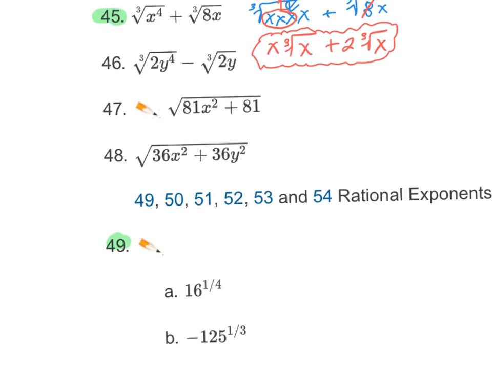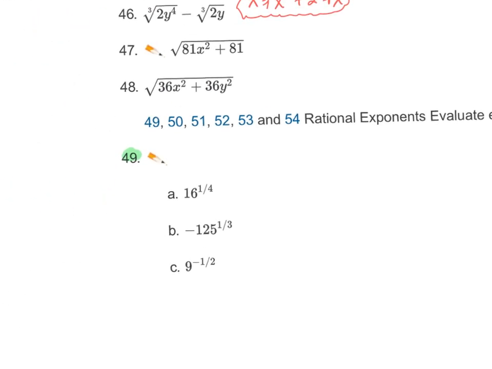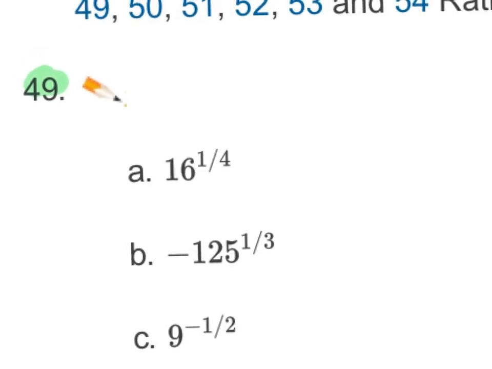Okay, let's scoot. This is saying rational exponents, evaluate. They want me to figure out the answer. 16 to the 1/4. Well, in order to evaluate that, you have to change it to radical form, and then you can figure out what to do. So if I rewrite 1/4 in radical form, that 4 comes out and becomes my index. So this is the same thing as saying the 4th root of 16. What number times itself 4 times gives me 16? 2. There you go.